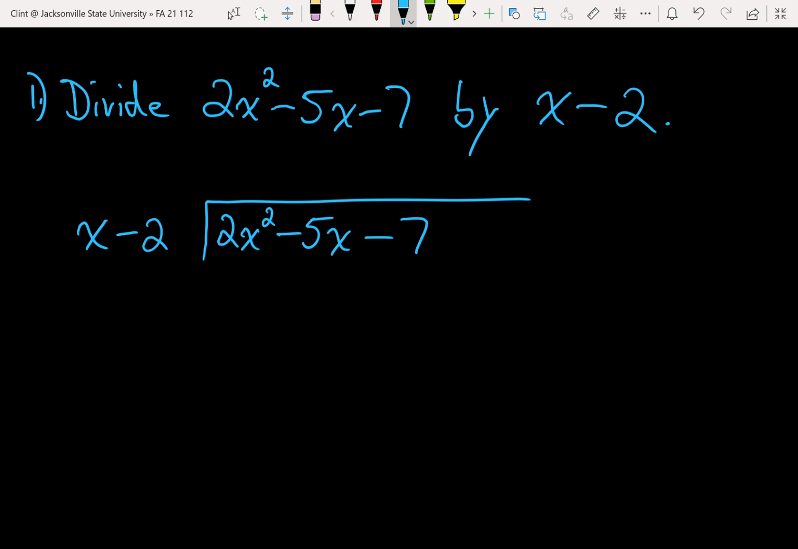On these, remember, we're just looking at the leading terms, right? So we're looking at the x on the outside one, we're looking at the 2x squared on the inside one. And we're thinking, what do we need to multiply x by so that we would end up with 2x squared? So 2x. Okay. And then we distribute to that outer term. So 2x times x is 2x squared. And then 2x times negative 2 would be negative 4x.